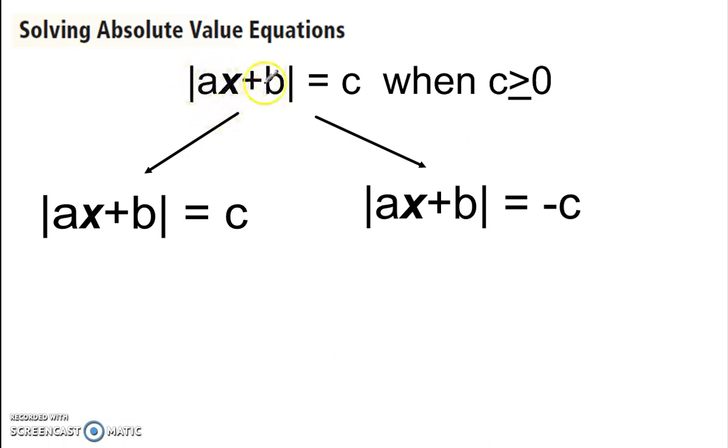So if x has a coefficient plus something else, and that equals c, well, this inside here could be positive c, or it could be negative c. And this only works, obviously, if c is greater than or equal to 0, because the absolute value can never be negative.